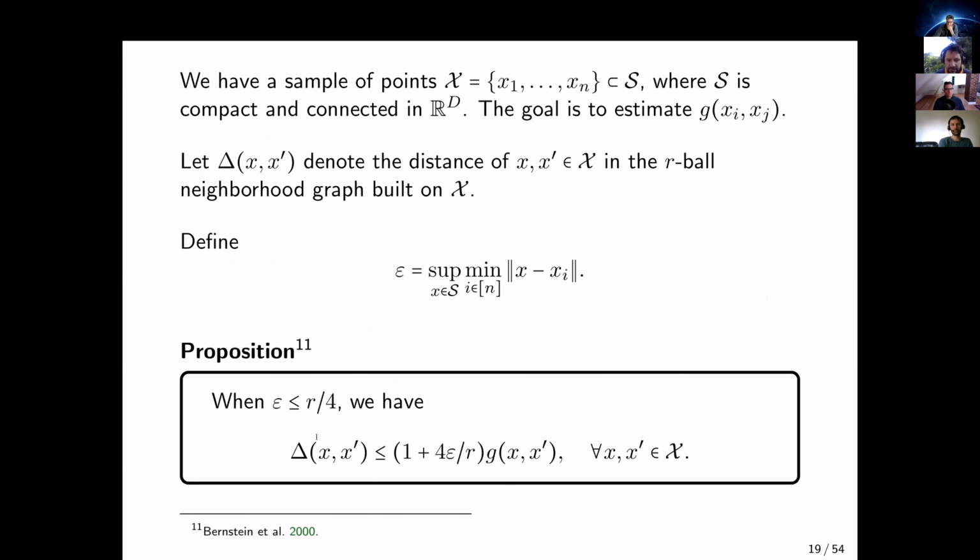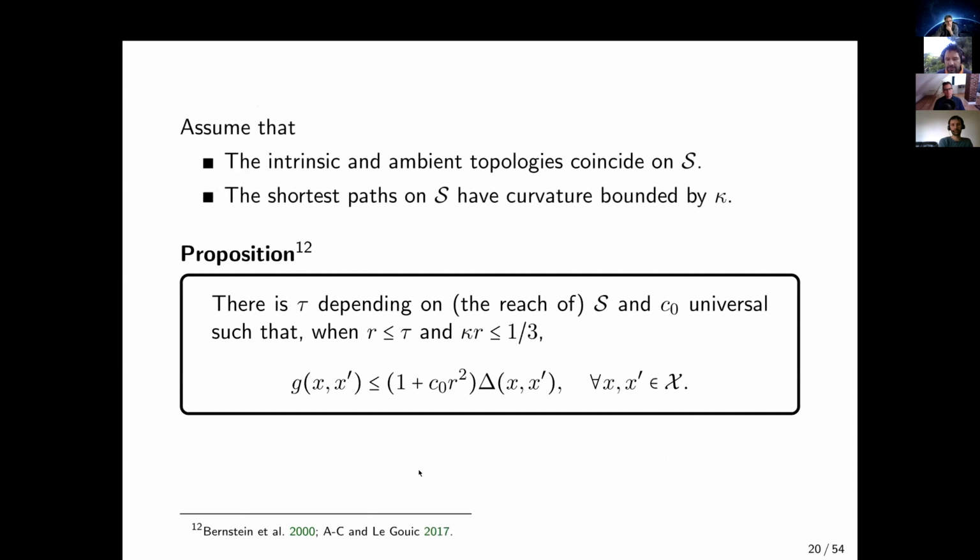So this was bounding the shortest path distances on the R-ball neighborhood graph by essentially one plus something on the order of epsilon over R, times the intrinsic distances. And now this one gives you the other way around. Okay, and we have a bound in R squared on this side.